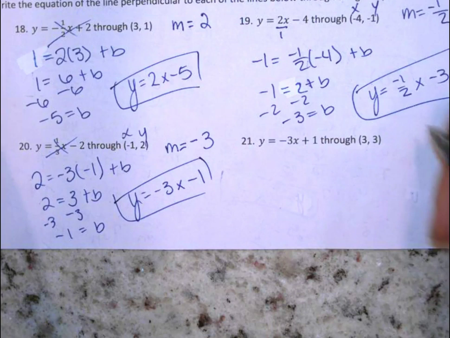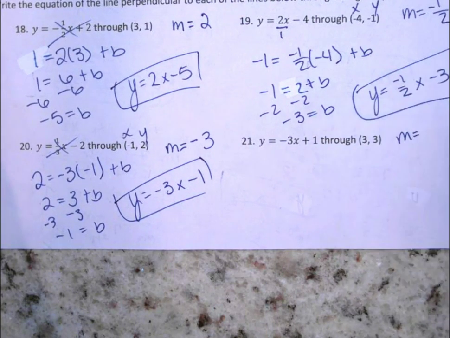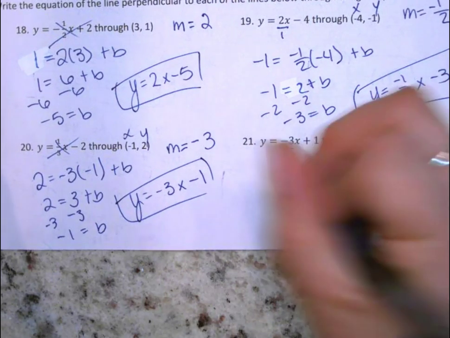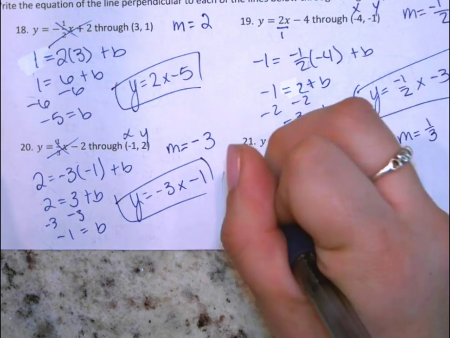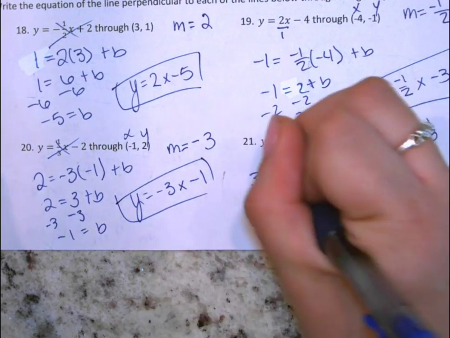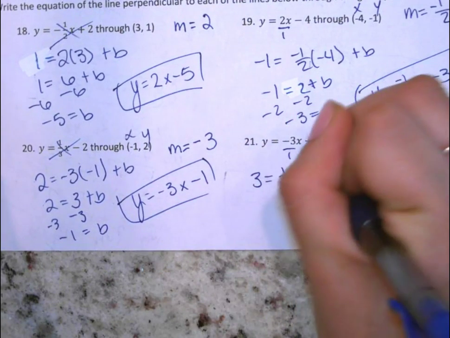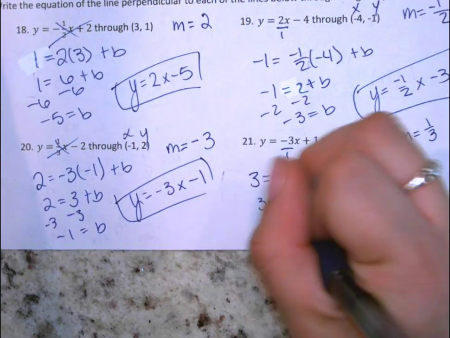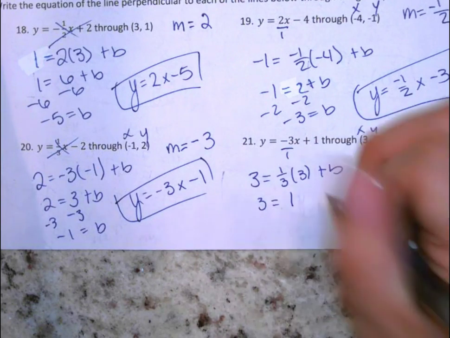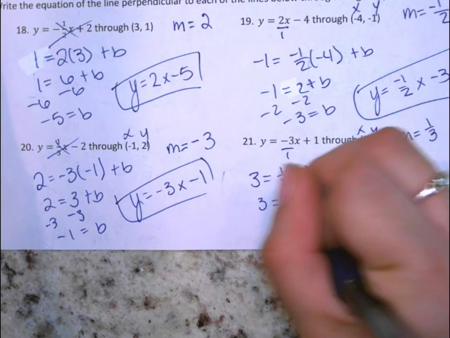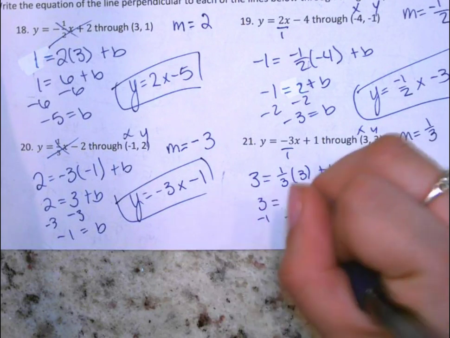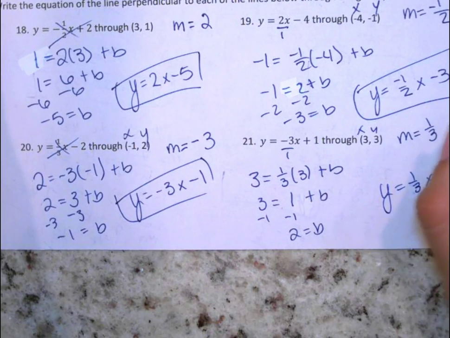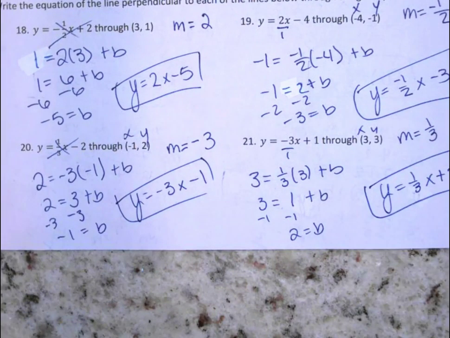Same thing on number 21. Instead of being negative, it's going to be positive. It's over 1. So I flip, and it turns into 1/3. And I get, this is x, this is y. I get 3 equals positive 1/3 times 3 plus b. 1/3 times 3 is the same thing as saying 3 divided by 3. So I have 3 equals 1 plus b. Then I subtract 1 on both sides, and I get 2 equals b. So my equation here is y equals 1/3 x plus 2. That is off the screen.